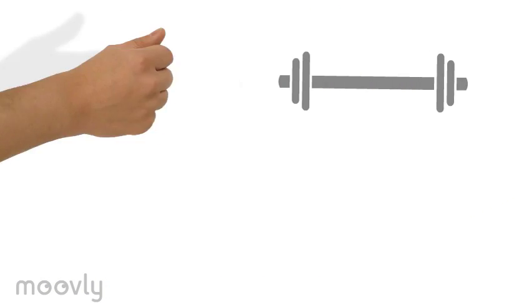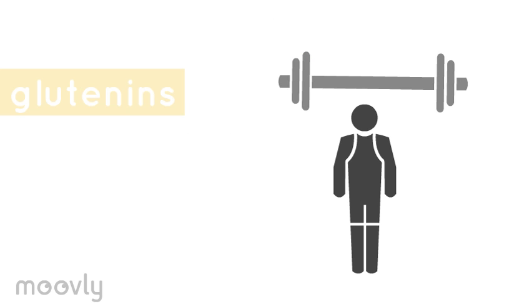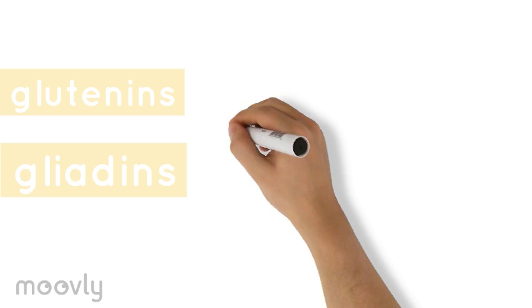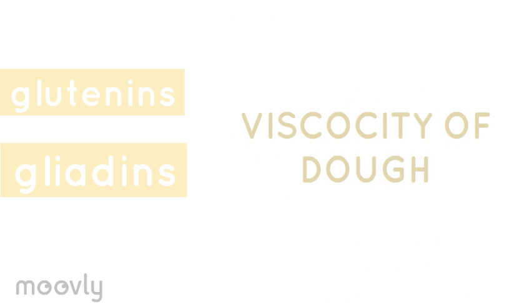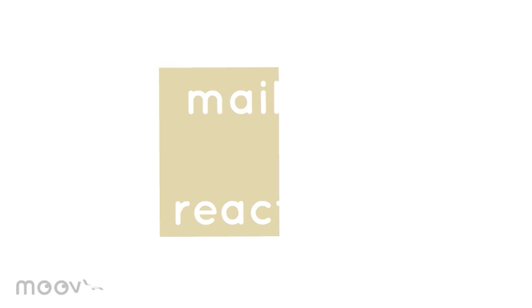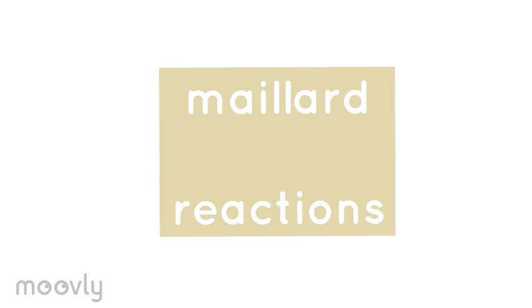So, as we have already seen, yeast requires starch to start off with the chemical reactions. This starch actually comes from the flour. The flour we use in baking is especially important because it contains proteins, more specifically glutenins and gliadins, which are large molecules made up of amino acids. These proteins play a major role in the viscosity of the dough system. The amino acids play an important role in Maillard reactions, which we'll be learning about very soon.